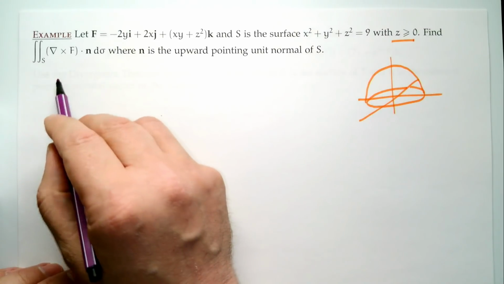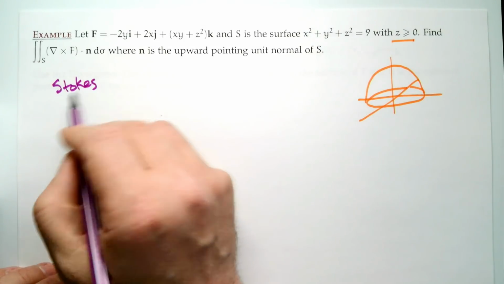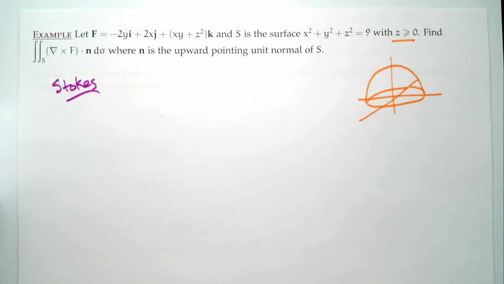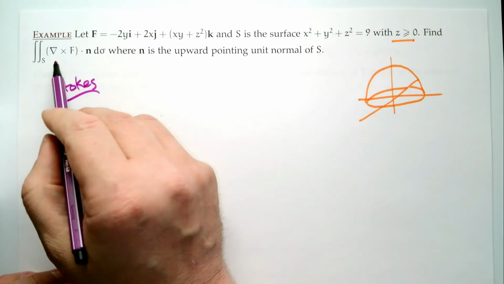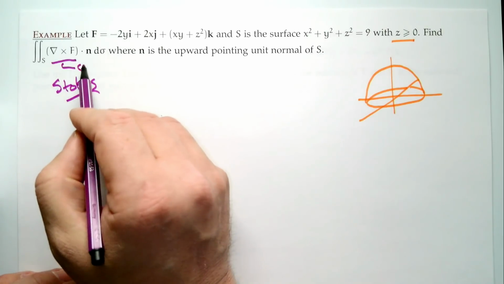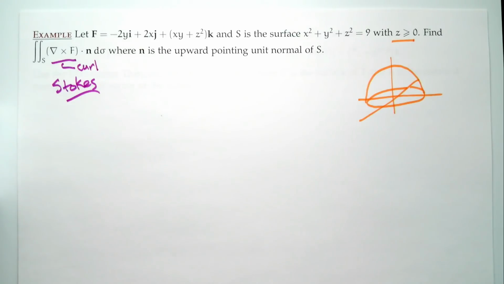Stokes. Yes. What are some clues that we need Stokes' theorem? Surface with boundary. What else? Well, right. This is a fancy way to write the curl. So there's a curl involved. All right. So there's Stokes.